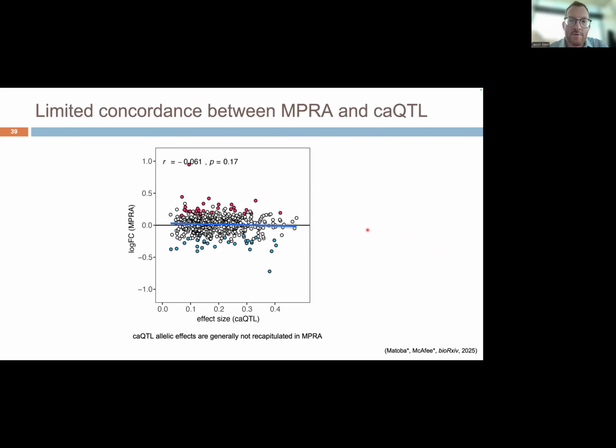So we next sought to evaluate the concordance between our caQTLs from our previous work and the MPRA conducted in this same cell type. So both of these were conducted in primary human neural progenitor cells. And we specifically chose caQTLs where the SNP was in the peak and the caQTL was replicated across two separate differentiations. So these are very strong caQTL results. But surprisingly, there basically was no relationship between MPRA allelic fold changes and caQTLs. So caQTL allelic effects are generally not recapitulated in MPRA.